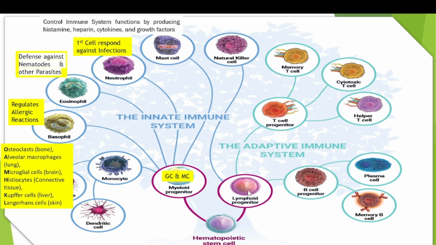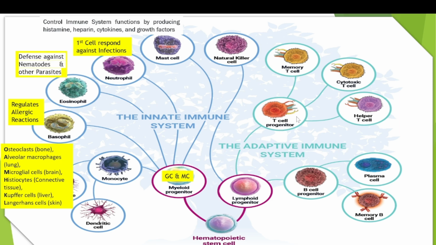And the other progenitor cells are lymphoid progenitor cells. All lymphocytes come from this progenitor cell. These lymphoid progenitor cells further divide into three categories. One is T cell progenitors. T cell progenitors means T lymphocytes.